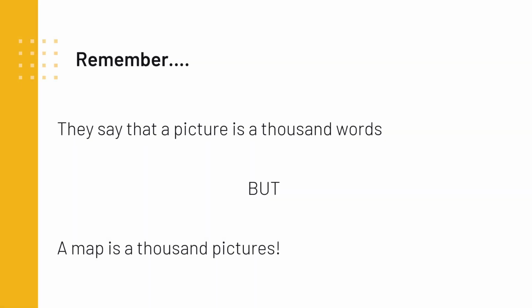This has been quite a long session, but I want you to remember that they say that a picture is 1,000 words, but a map is 1,000 pictures. Everything you choose to put on a map and how you choose to represent it is indicating to the person reading your map how it should be interpreted. Is it important? Is it not? So everything that you do on a map is telling a story, and it's really important that you're clear about the story you would like to tell.